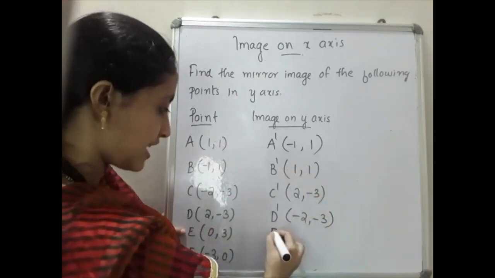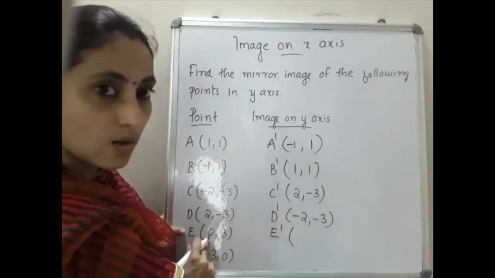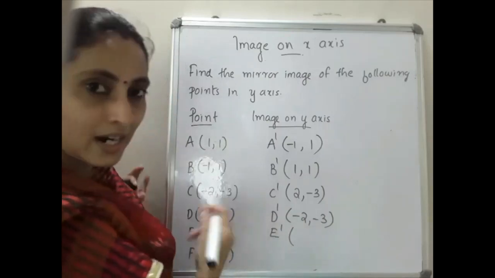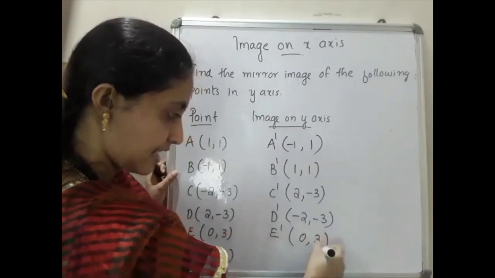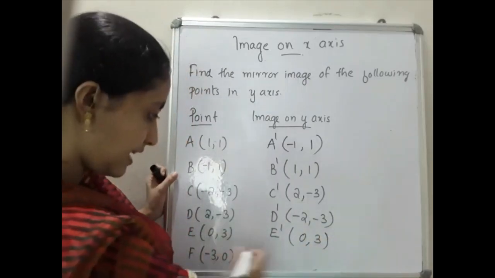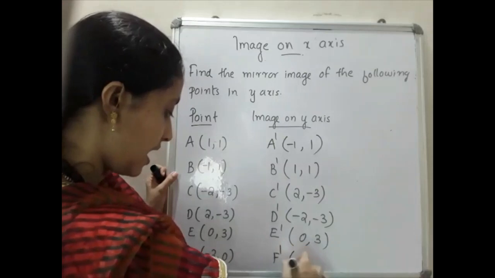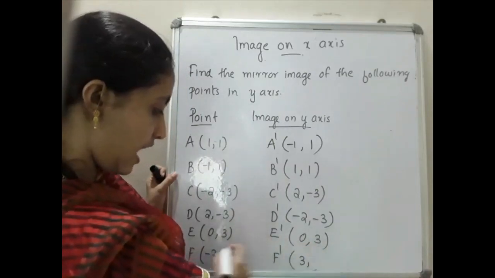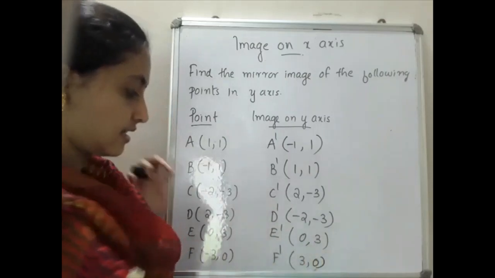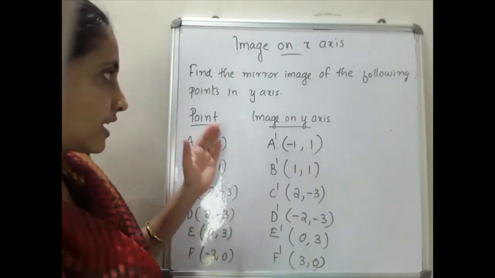Then next one E dash will be equal to what? X coordinate changes, 0, minus 0 not there, so 0 itself, and y coordinate same. Okay, then F dash is what? Minus 3, 0, that is x coordinate changes, that is 3 and y coordinate same. Okay, hope you clear these two concepts.